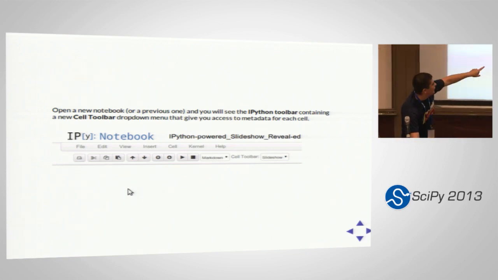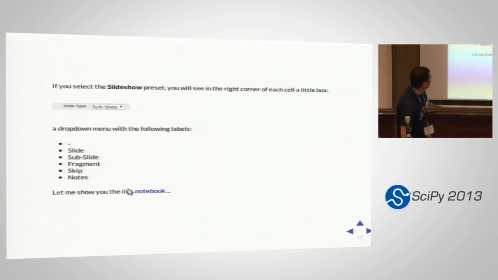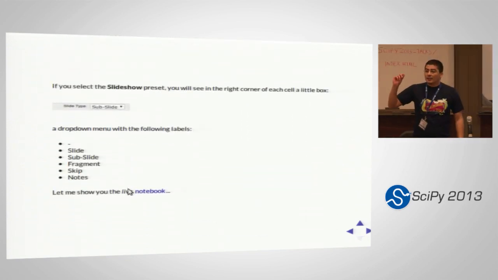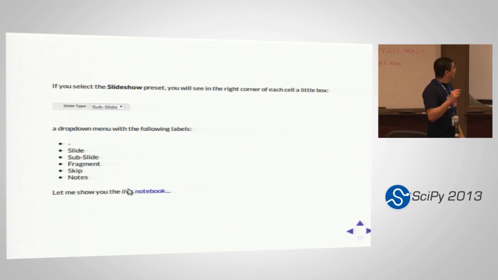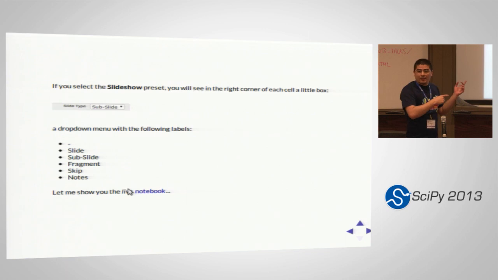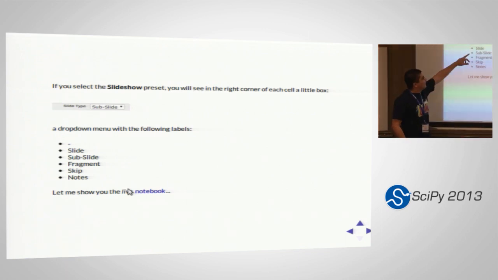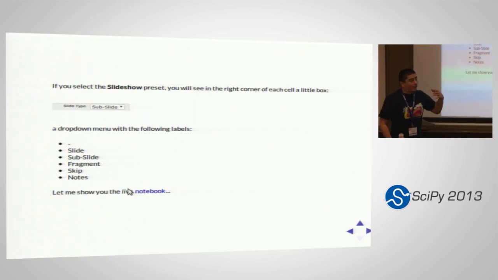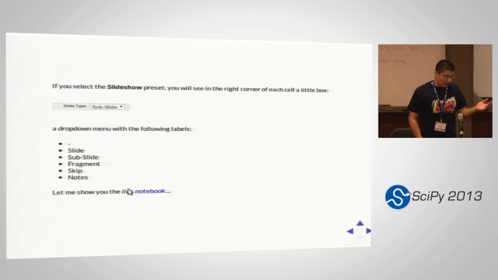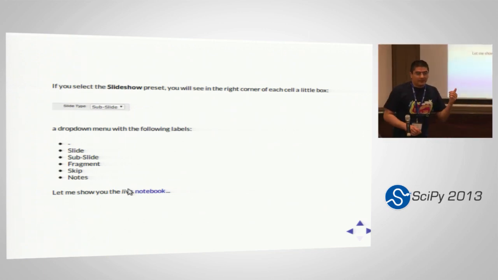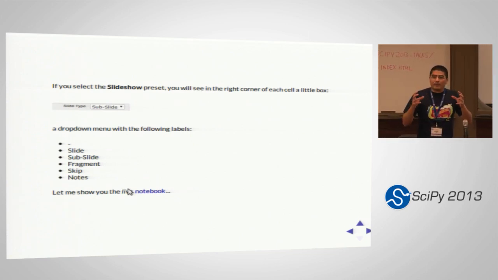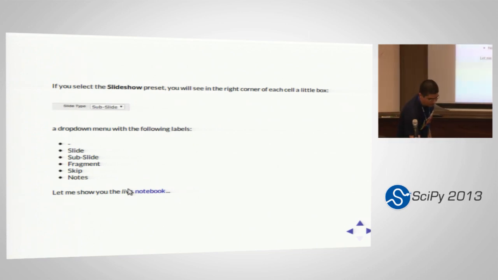If you select the slideshow preset in this cell toolbar menu, okay, at the right corner of each cell, you will have access to metadata for each cell, and you have then another drop-down menu with some labels. A label, a slide, a sub-slide, a fragment, a skip, and notes, okay? These are the tools to make the slideshow.